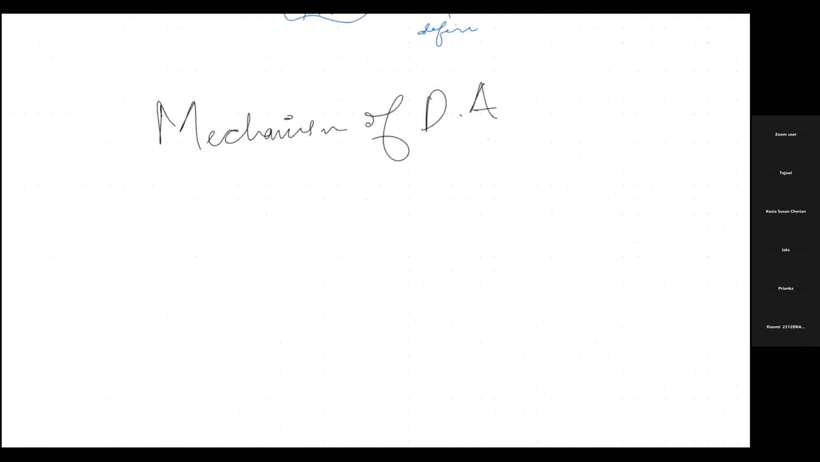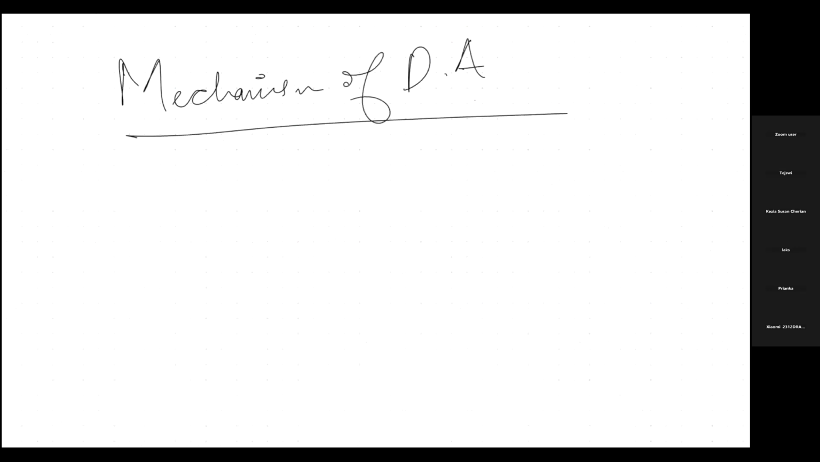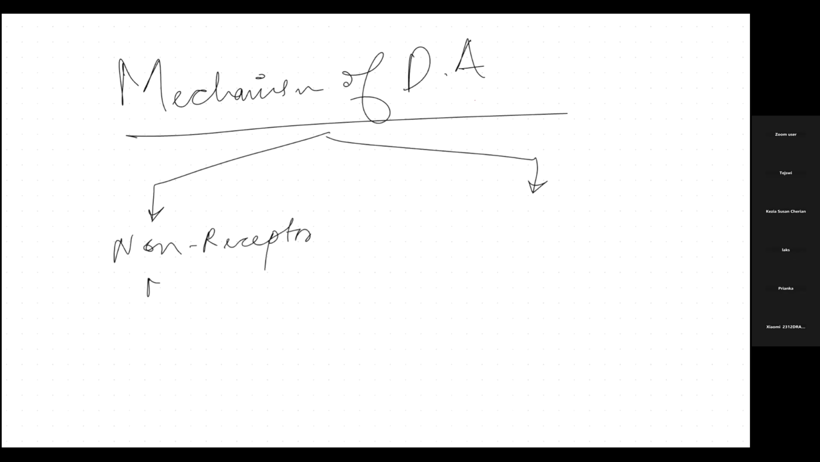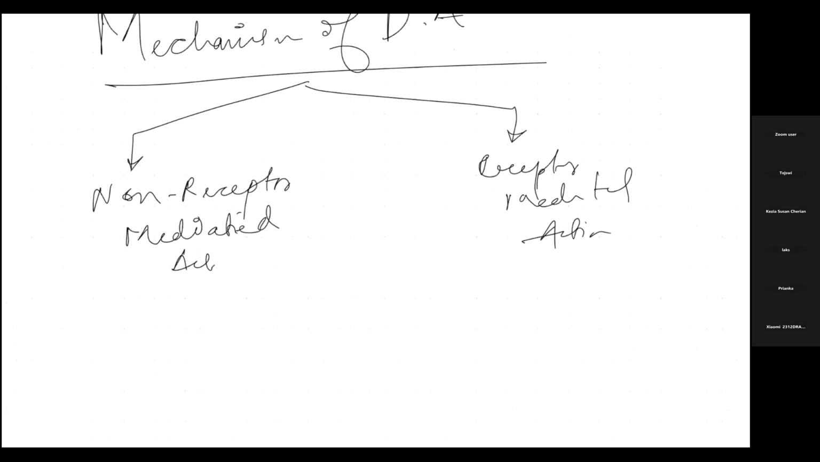See, now this mechanism of drug action is basically of two types. Okay, it is of two types. What are these two types? Either this mechanism will be non-receptor mediated action, or receptor mediated action. Okay. Now, what does that mean? Like receptors are there or not there?